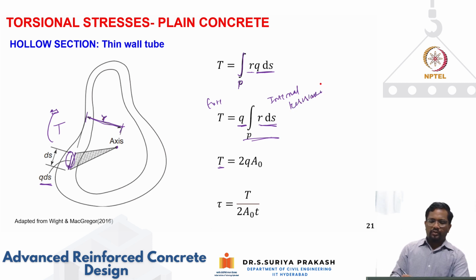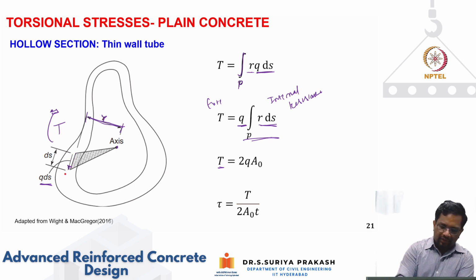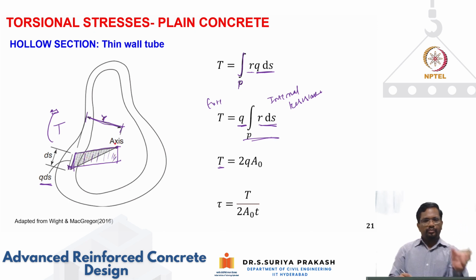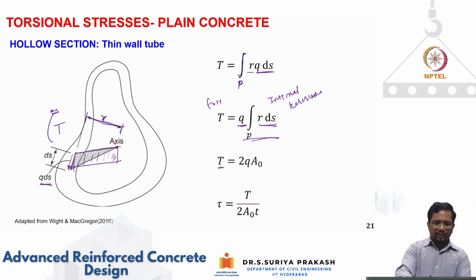So you will find that from geometry, if you look at this r into ds, this is your ds and this is your r into ds. So when you do r into ds, what you are actually getting is the area of this rectangle. So from geometry, we can say that for each small element that I'm taking, when I do it for the entire perimeter, this will work out to be 2 times the area enclosed by the center line of this tube.